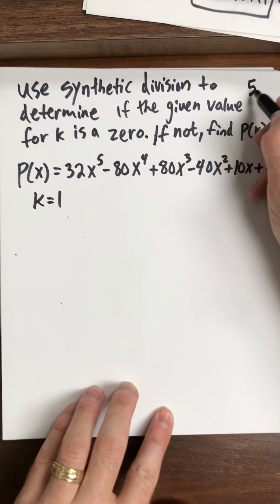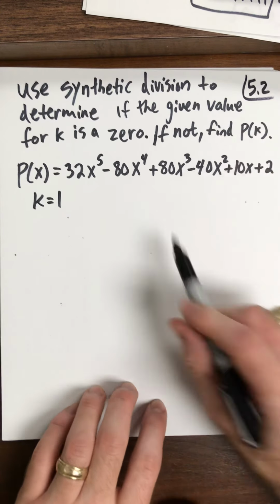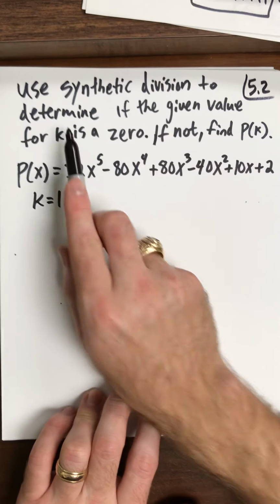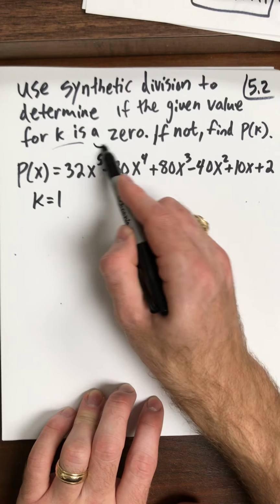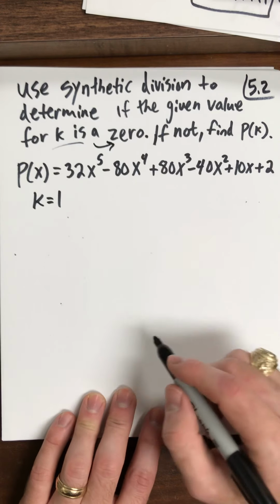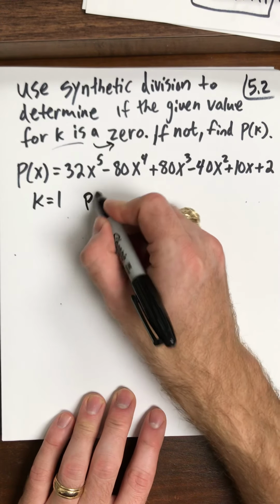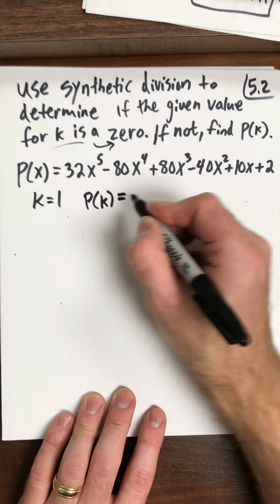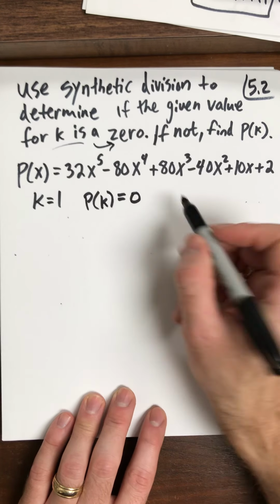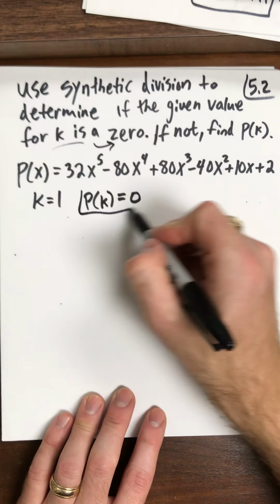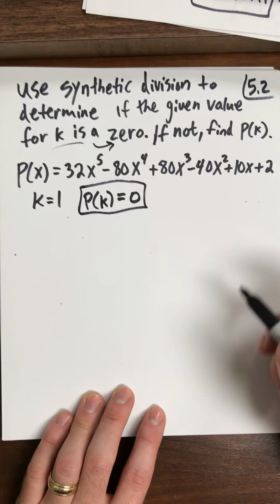Okay, so this is continuing 5.2. I'm going to use synthetic division to determine if the given value for k is a 0. So what does it mean to be a 0? If I plug in k into my function, I get 0. That's what it means to be a 0. That's the definition of being a 0 from your book.